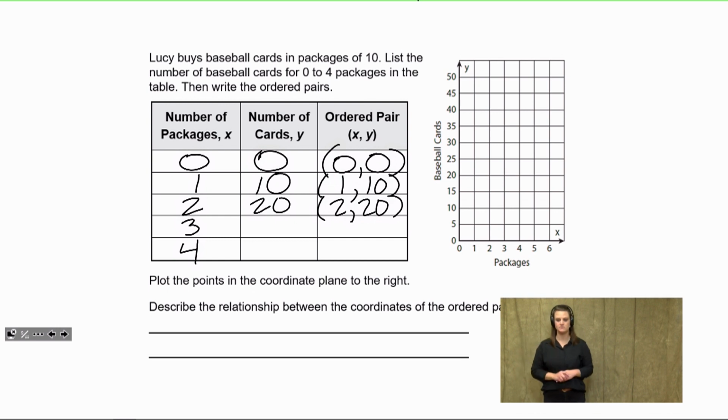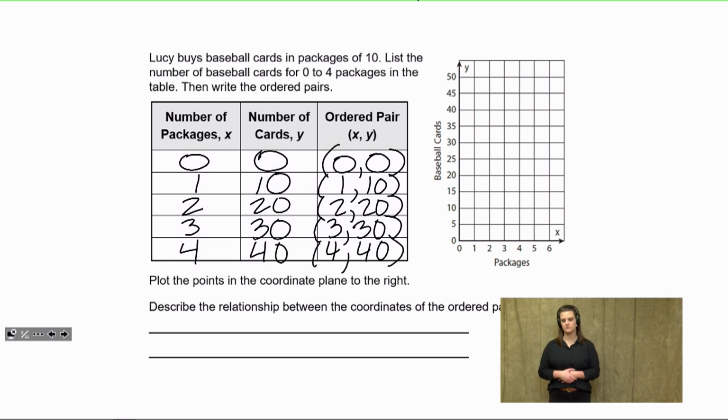All right, what about 3 packages? Again, there's 10 cards in each package, so yes, it would be 30. Over 3, up 30. And then our final, what would that be? I bet you already know. Yeah, that's right, it'd be 40. And so it'd be over 4, up 40.